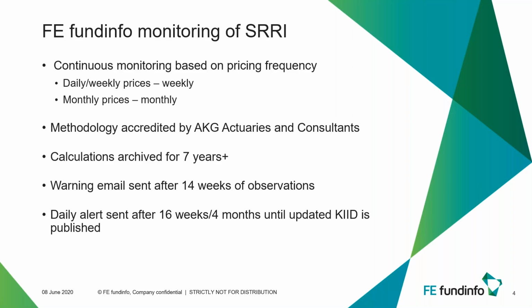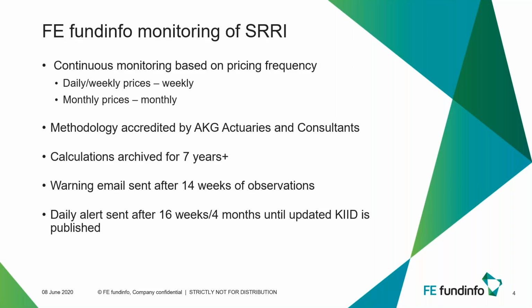Because of the huge increase in the number of funds affected by the current volatility, from single figures each week previously, up to hundreds of our clients' funds, we are sending emails after 14 weeks to warn groups to prepare for the impending extra work they need to do. And once they reach the 4 month or 16 week milestone, we'll send them a system alert every day until they publish an updated KID.